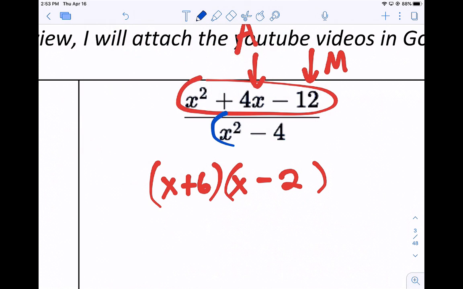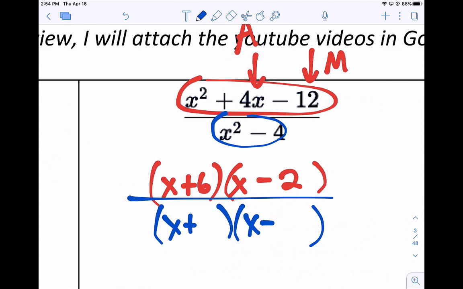The bottom I'll do in blue. X squared minus 4, that's a difference of squares. 2 square numbers being subtracted, that's when you write x plus and x minus, and the square root of 4 is 2.